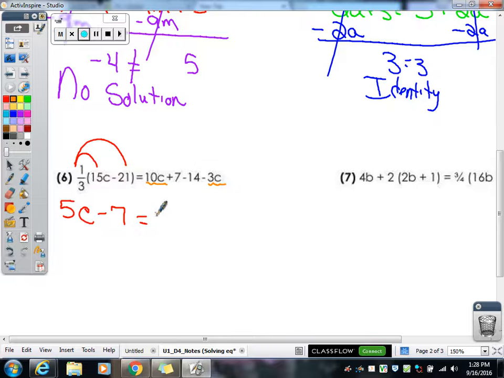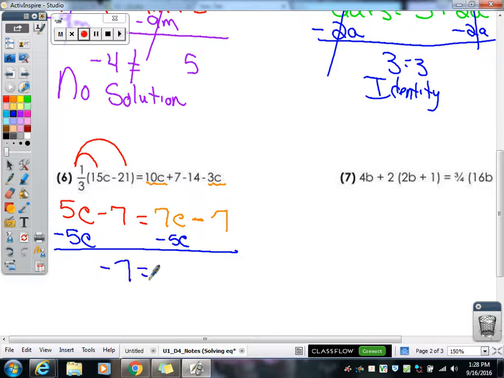So 10c minus 3c is 7c. 7 minus 14 is a -4. No, sorry, -7, not -14. So my numbers and my numbers match, but my letters don't match. So we'll see what happens here. I'm going to move my smaller c, which is 5c, and I'm going to get -7 equals 2c minus 7. So that would be the subtraction property of equality.